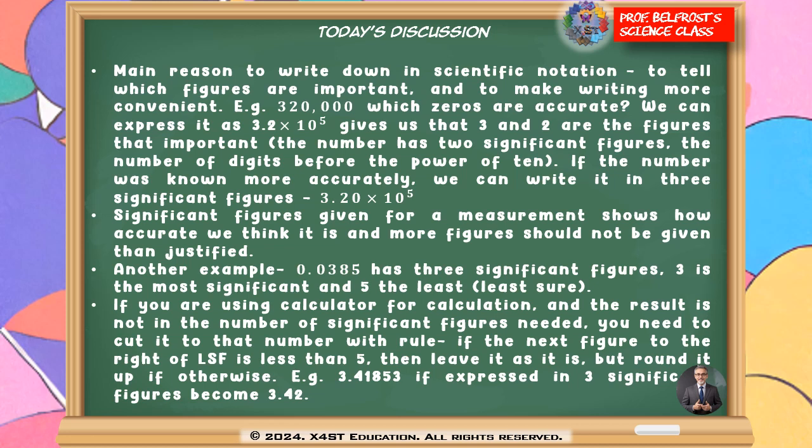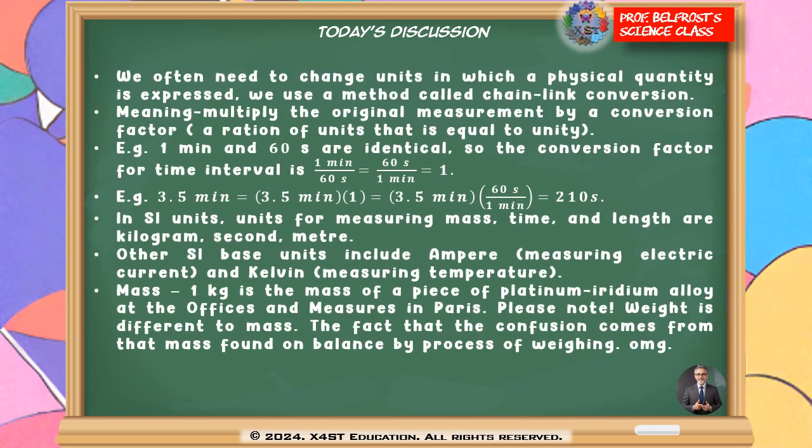For example, here I have 3.41853. If you want to express it in three significant figures, then it must be 3.42. Easy, right? We can apply this in any calculation. It's not only about physics, but also mathematics, chemistry, biology maybe.